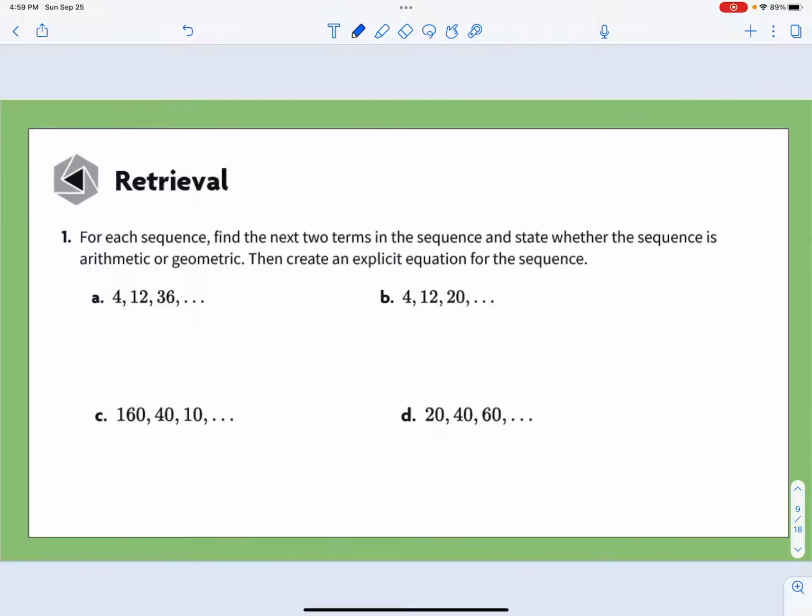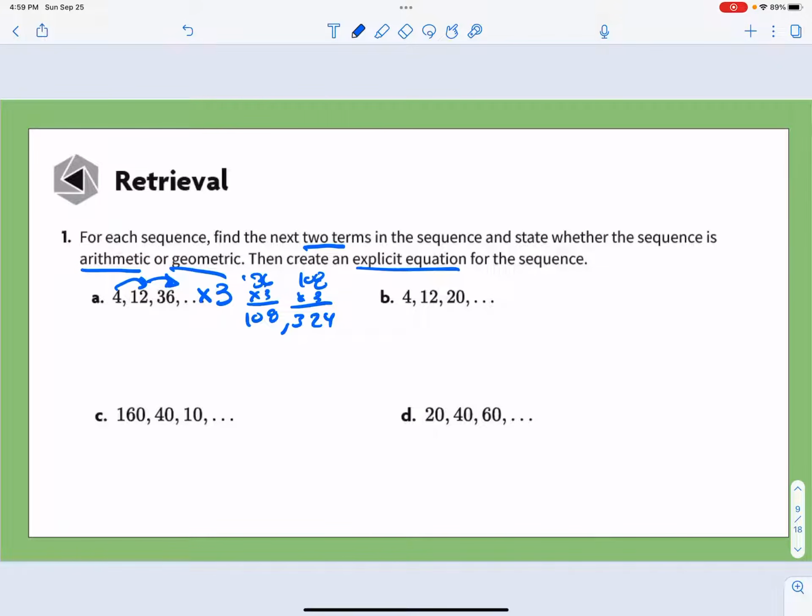So let's start off with the retrieval part, which is review to help you get ready for today's lesson. For these sequences, find the next two terms, decide whether it's arithmetic or geometric, and then make the explicit equation. We're going 4 to 12 and then 12 to 36. So clearly I'm doing more than adding here. If I had to guess, I'm multiplying by 3. So the next two terms would be 36 times 3, which is 108, and 108 times 3, which is 324.